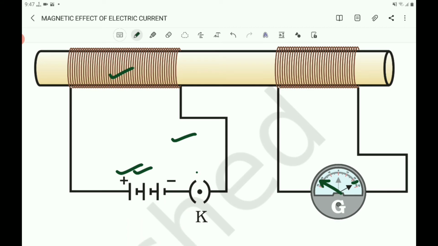And what do you conclude from the observation here? We can conclude that a potential difference is produced in coil 2 whenever the electric current through coil 1 is changing. That is, changing means starting or stopping.